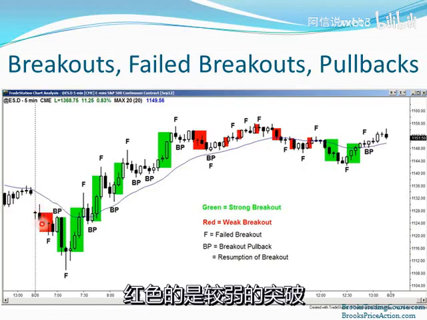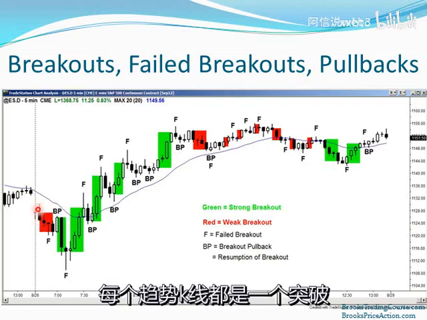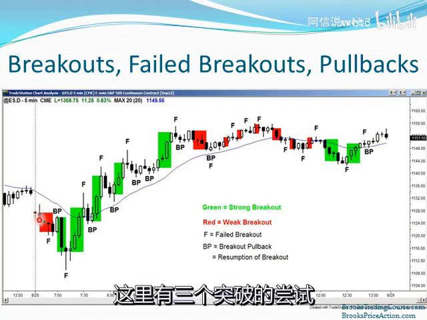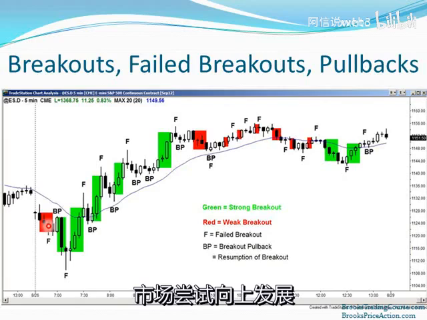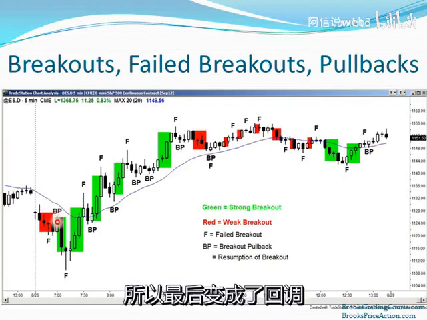The red boxes are weak breakouts. Remember, every trend bar is a breakout. So here's a breakout attempt, another one, and here's the failure, the big tail, and the market tried to go up. Didn't go very far, and it became a pullback from the breakout.